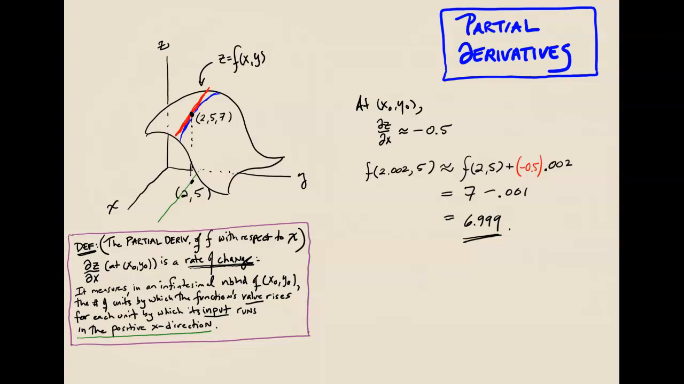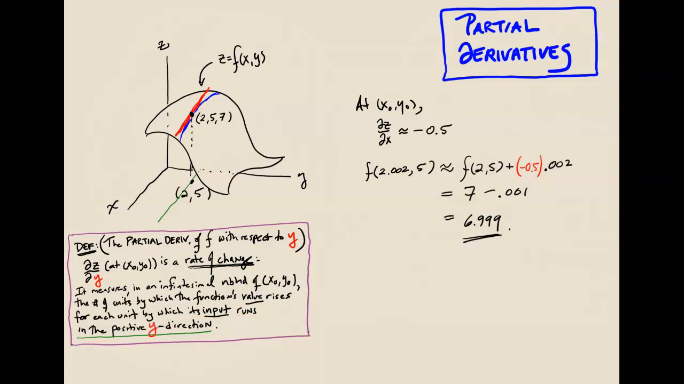Excellent. Now, I'm not going to rewrite a whole other definition for the partial with respect to y, but you can imagine how it works. In fact, all I would have to do is change a couple of things here. If I wanted the partial with respect to y, instead of dz dx, I would end up writing dz dy. It's still, of course, a rate of change. It measures in an infinitesimal neighborhood the number of units by which the function's value rises for each unit by which its input runs in the positive, not the x direction, but instead the positive y direction.